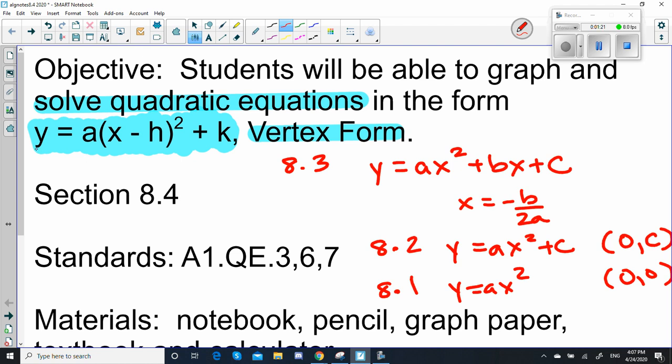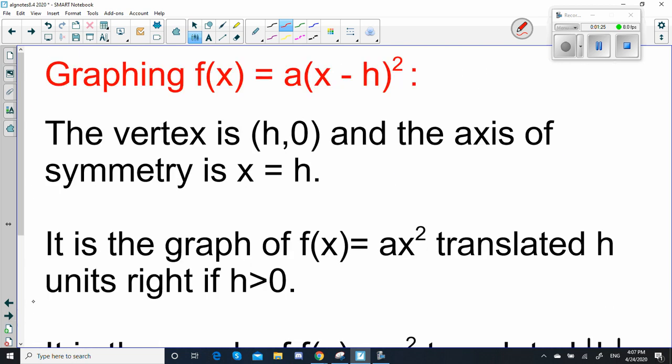So now we're going to switch to this equation instead for quadratics. We're going to start with a portion of it and then work our way up to the full formula. So remember, f of x is the same as y. You're going to want to write this down.